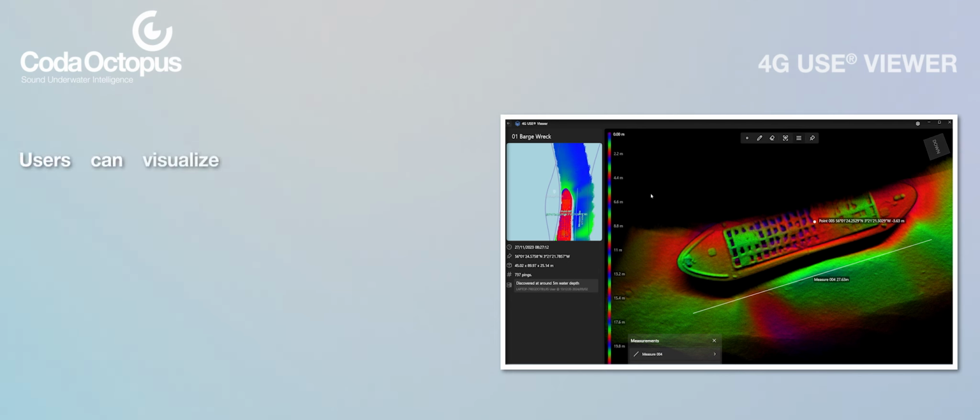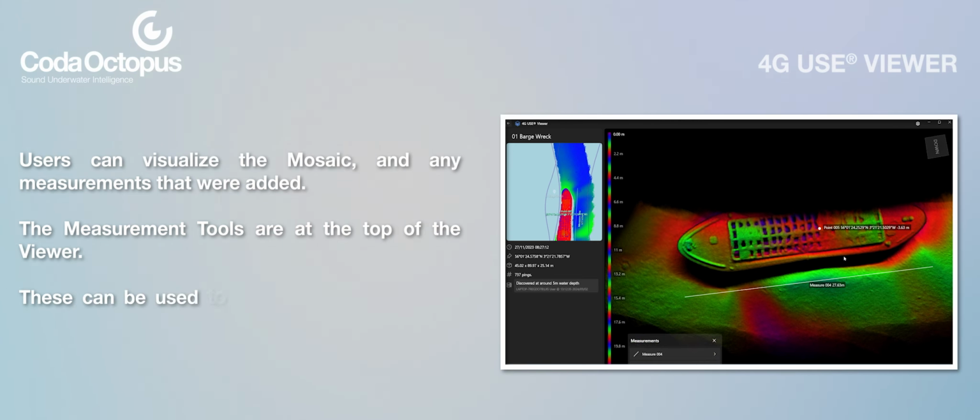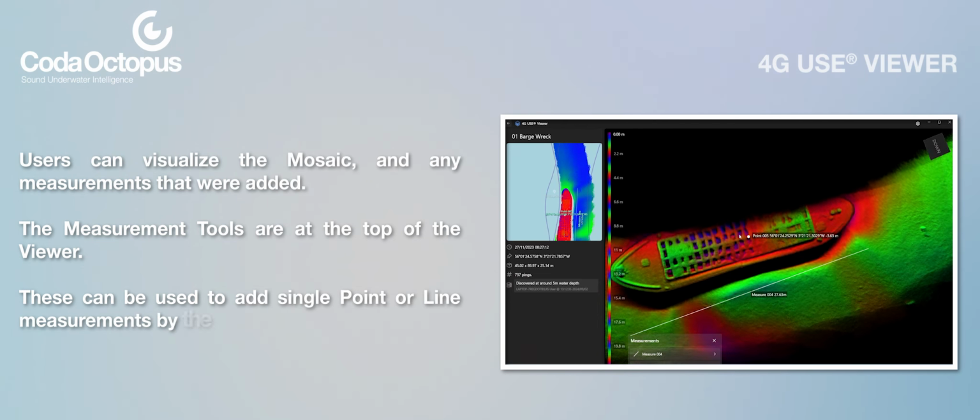Users can visualize the mosaic and any measurements that were added. The measurement tools are at the top of the viewer. These can be used to add single point or line measurements by the viewer user.